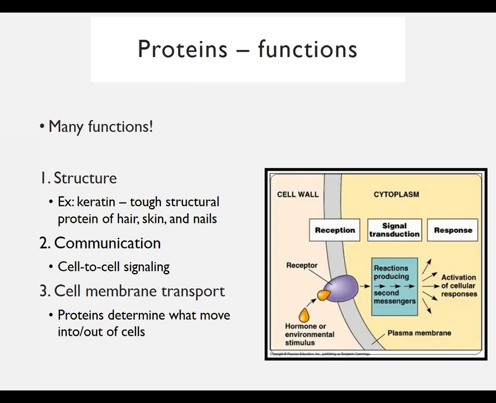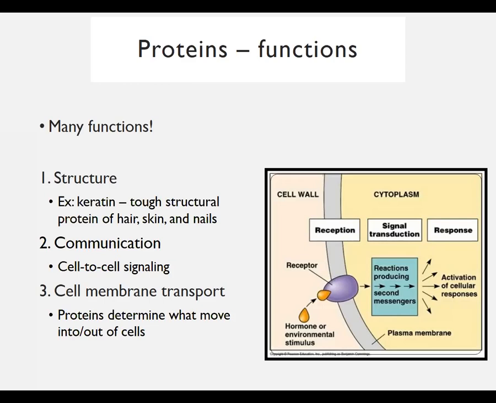Number 3 here is cell membrane transport. Every cell has a membrane around it, but things need to get in and out of the cell. Usually they can't just move freely. If they could, our cells would be out of balance. So a tight gatekeeper would be a good analogy for the cell membrane.